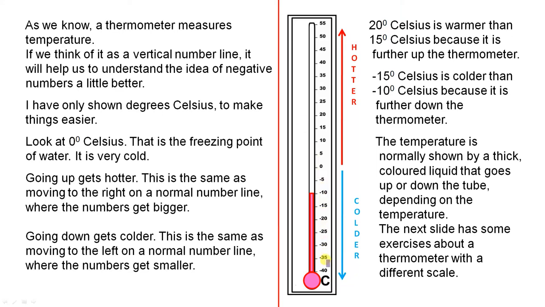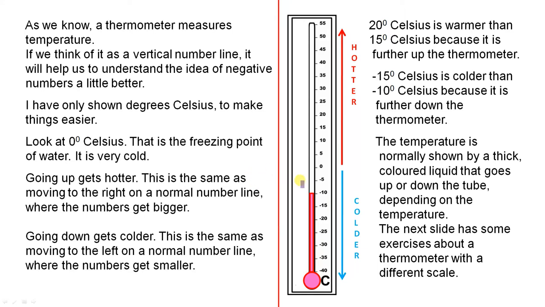So here's the scale here on the right hand side, and there's the C. So you'll see here that there's 0, and it goes up by 5 degrees for each of the scales here. See that? Goes up by 5, and down here it goes down by 5.